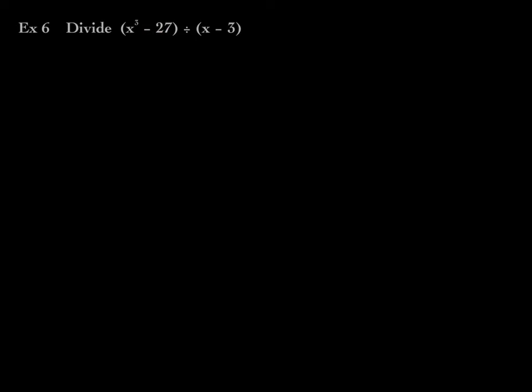So when I list out my coefficients, it'll be 1, that's the leading coefficient of my dividend, 0 for the missing square term, 0 for the missing first degree term, and then negative 27. And then out here, I'll write the number that's associated with my divisor. Now remember, you take the opposite of what you see, so I'll do positive 3 here. All right, here we go.